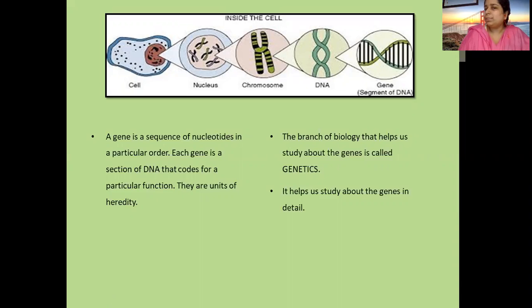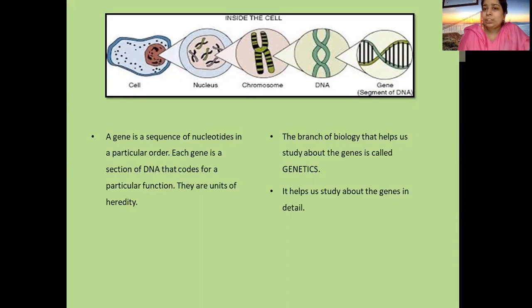What are nucleotides? They are sequences of genes, and they are made up of four nitrogenous bases, that is adenine, thymine, cytosine, and guanine. Yes, we already know this.